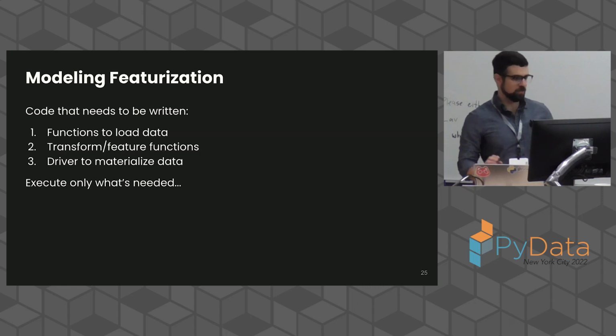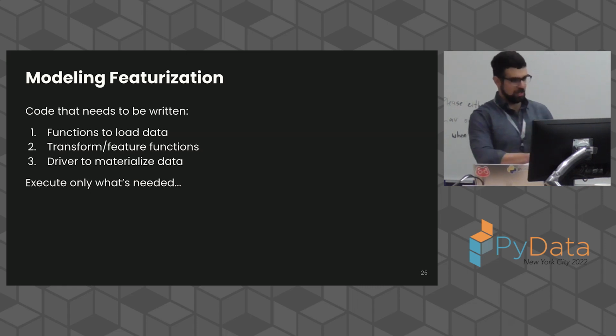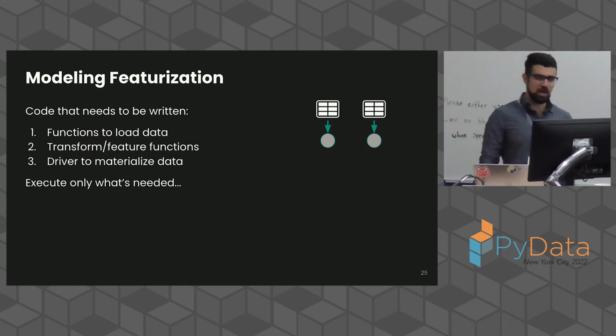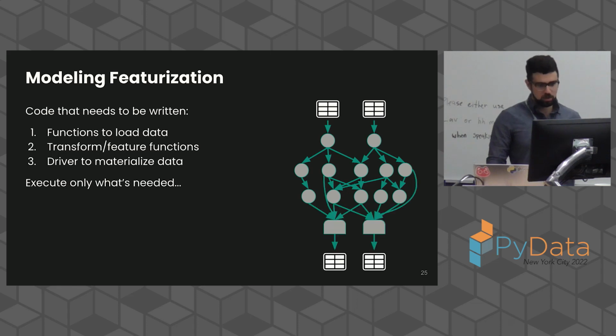So to model featurization, what do you need to write? Well, you've got to write your functions to load data. You've got to write your transform and feature functions, and then your driver to materialize data, and you can execute only what's needed. So load your data, this is the extract in ETL. Transform it, create your features, write your driver to materialize it. There are data loaders, feature functions, and the driver, and you execute just what you need.